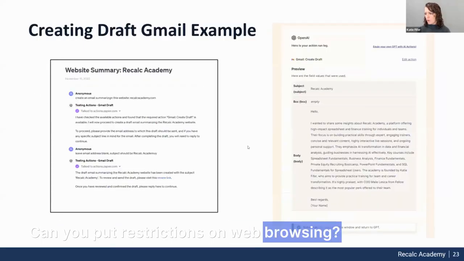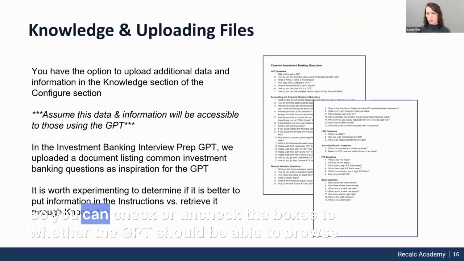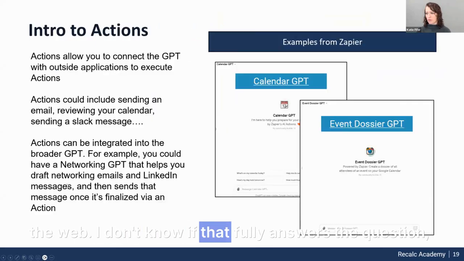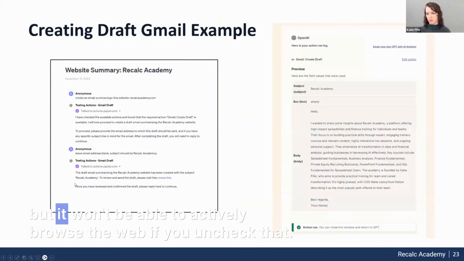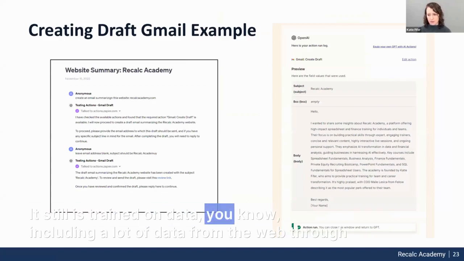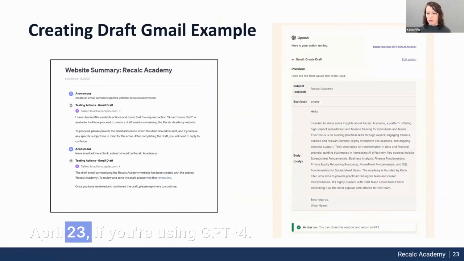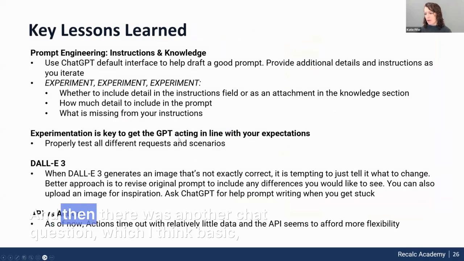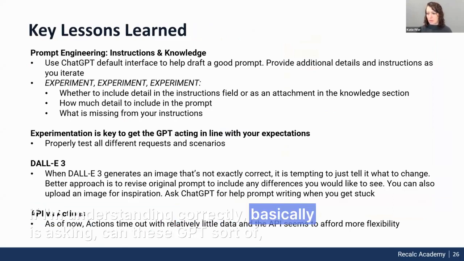Can you put restrictions on web browsing? So you can check or uncheck the box as to whether the GPT should be able to browse the web. I don't know if that fully answers the question, but it won't be able to actively browse the web if you uncheck that. It still is trained on data, including a lot of data from the web through April 2023, if you're using GPT-4.